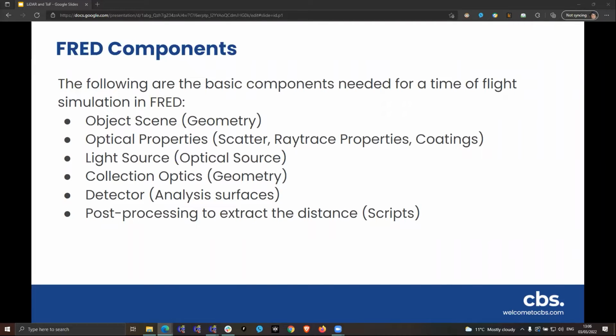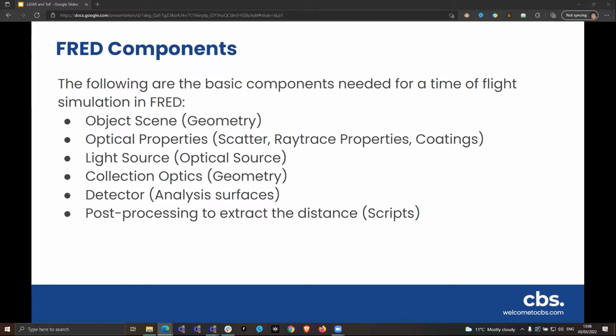We need a light source to represent the optical source of our system. So that's going to take part in the optical source folder. We also need some collection optics, which is again geometry to take that scattered light that comes back from our scene and then maybe focus it on some imaging plane or just take that light and place it on some detector.